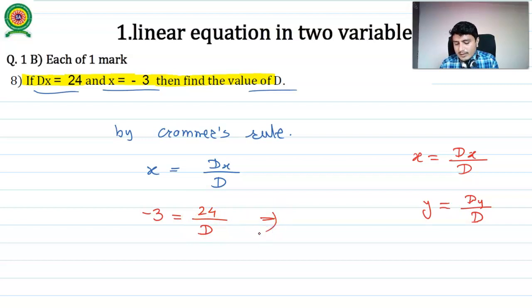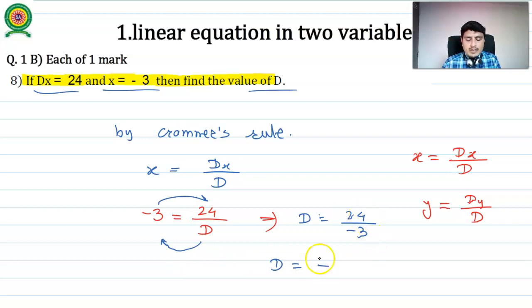Now to evaluate the value of variable d, here we have ultimately a linear equation in one variable, d being the variable. So try to shift the d as well as the minus 3 from RHS to LHS and LHS to RHS. So the denominator becomes the numerator, and the numerator becomes the denominator. So the value of d is of the form 24 divided by minus 3. Now plus minus is minus, 24 divided by 3 is 8. So the value of d equals minus 8.